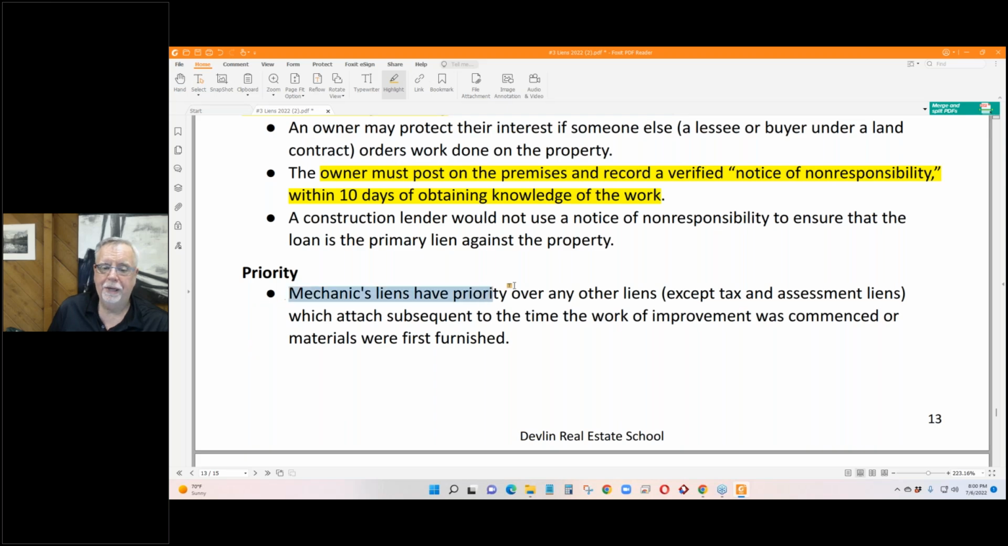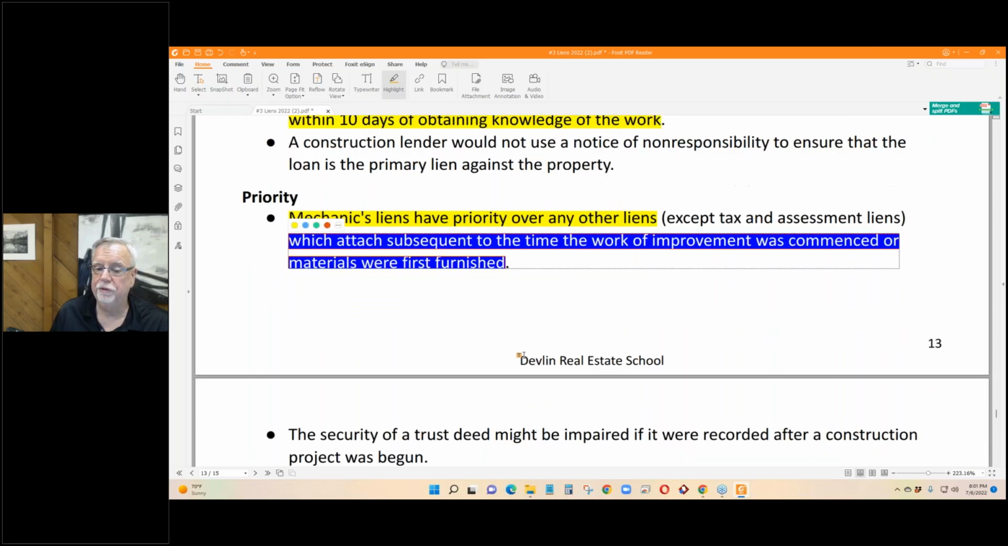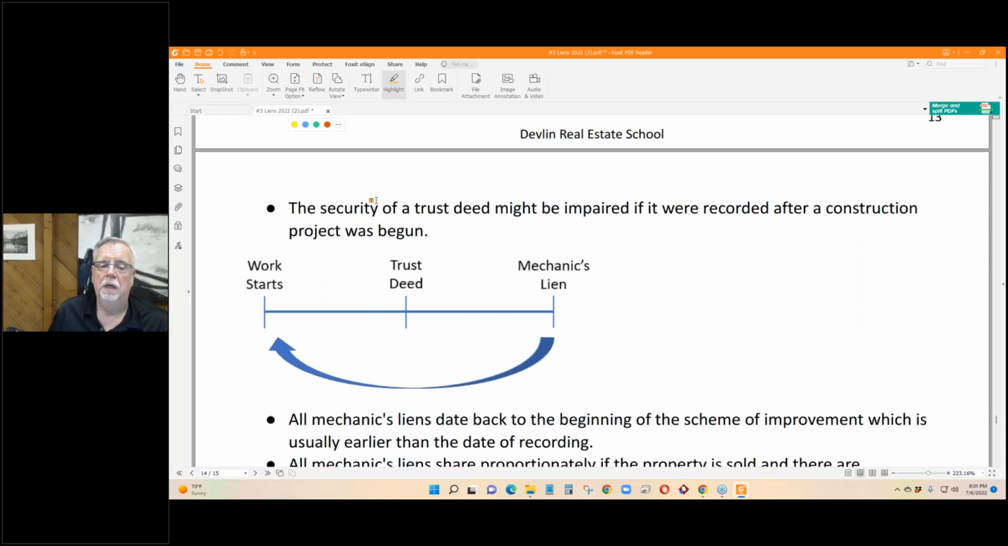Priority. Mechanics liens have priority over other liens except for taxes and assessments, which attach subsequent, that means after the work of improvement was begun or materials were first furnished. And a very common question has to do with the security of a trust deed might be impaired if it was recorded after a construction project began. So work starts on a construction project. A trust deed is recorded.